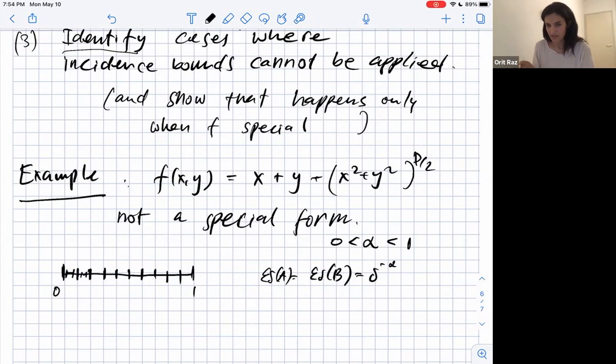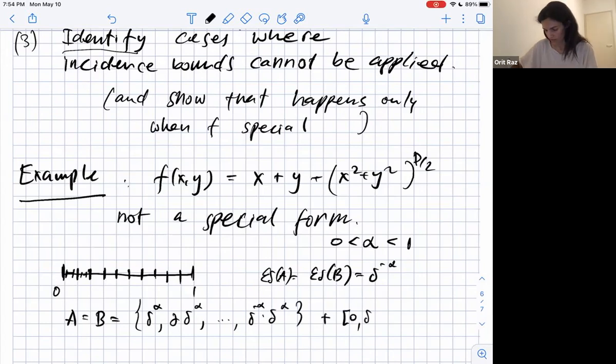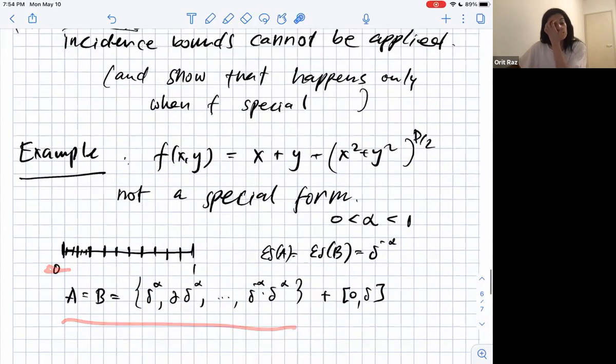This is the set, and you can see that it is very uniform, right? So A and B will be more or less something like delta to the alpha, delta to the 2 alpha, and up to max alpha, delta to the alpha. So these are only points, not intervals, plus the interval [0, delta]. But if you follow the description here, you don't really need to see it to understand. Okay, so these are our sets.